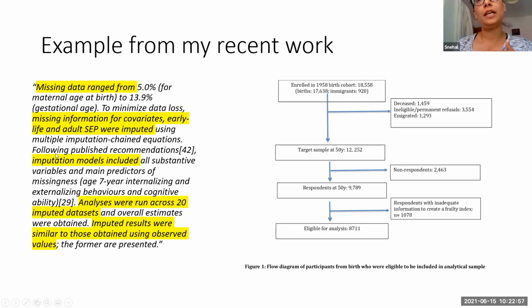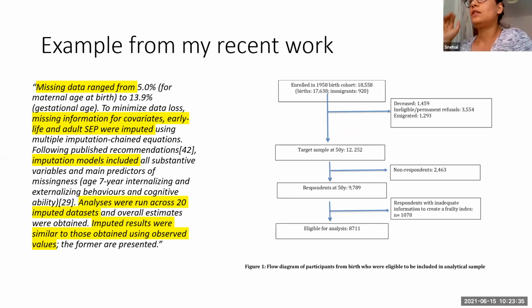Then we're telling the reader what our imputation models included. The imputation models included all substantive variables for our main models, plus our main predictors of missingness, which improves the missing at random assumption. In this case, our main predictors of missingness were age 7 internalizing and externalizing behavior and cognition. Then we tell the reader how many imputed data sets we had, and in this case, there were 20. And we say that imputed results were similar to those obtained using observed values. In this case, we've only presented the former because they were generally similar.